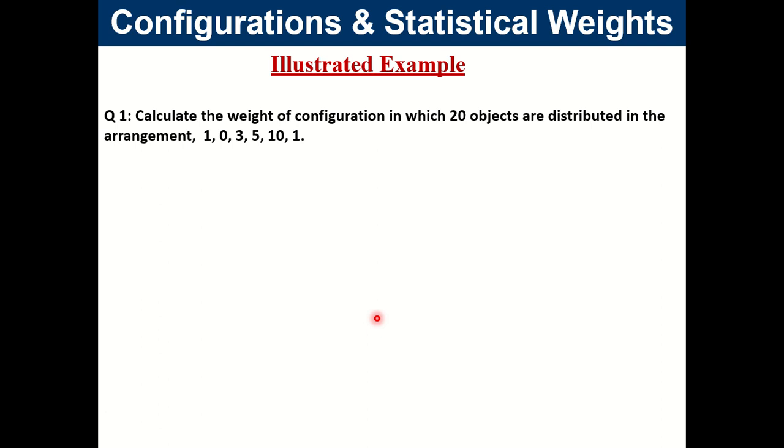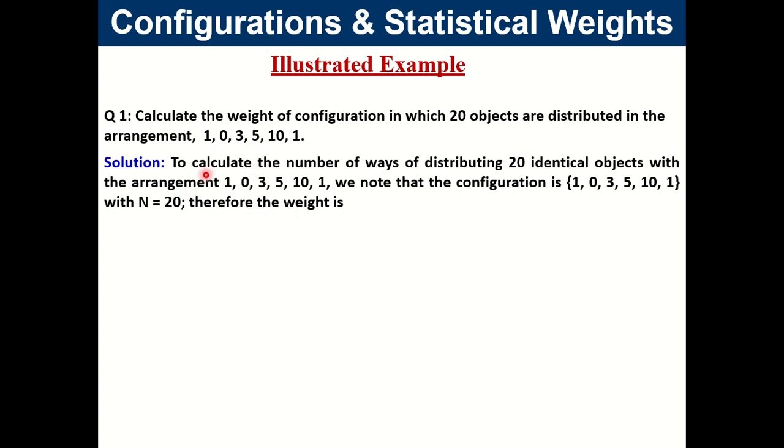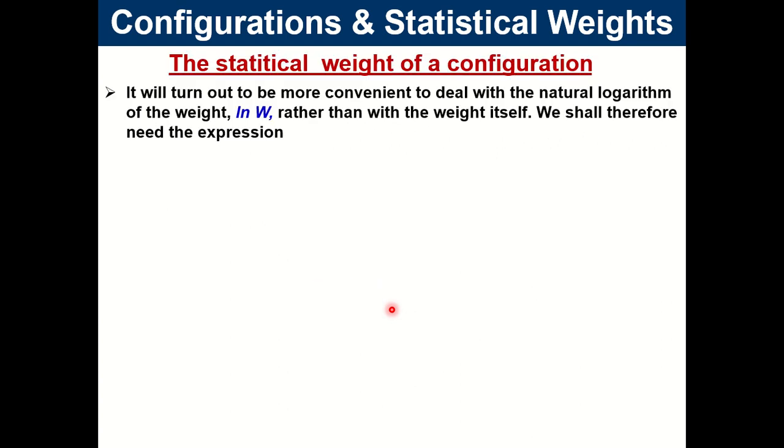Some examples are illustrated here. Calculate the weight of a configuration in which 20 objects are distributed in the arrangement 1, 0, 3, 5, 10, 1. Now you know the expression for finding the number of different ways. The number of ways you can achieve this arrangement is your statistical weight W. In this particular case, it is 20 factorial divided by 1, 0, 3, 5, 10, 1 factorials. This gives you the different ways you can do that.